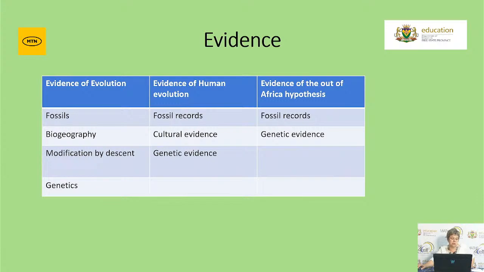We have three types of evidence. Evidence of evolution, which is fossils, biogeography, modification by descent, your homologous structures, genetics. Evidence of human evolution includes all your fossil records, cultural evidence, and genetic evidence, which is your mitochondrial DNA. And then evidence of the out of Africa hypothesis is only fossil records and genetic evidence. And you must be able to explain it if they ask. Evidence, name, and explain the evidence that we have on human evolution.